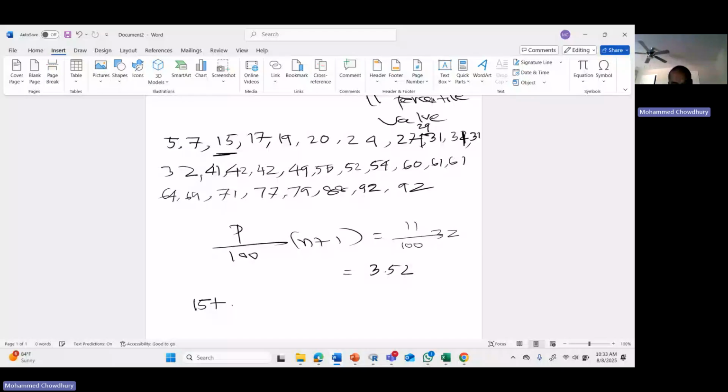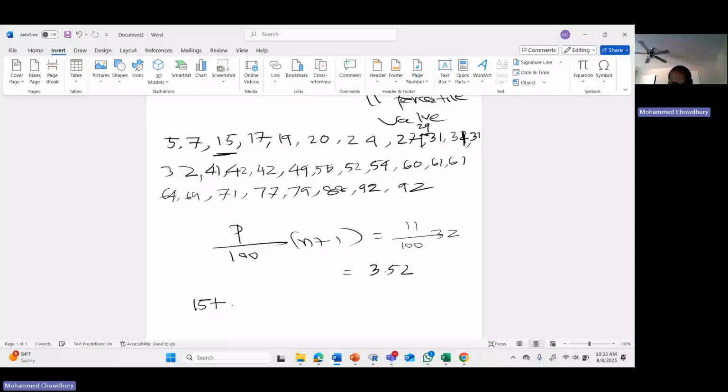The third position is 15 and the next is 17, so the difference is 2. So 15 plus 0.52 times 2 equals 16.04. So this is the 11th percentile value.